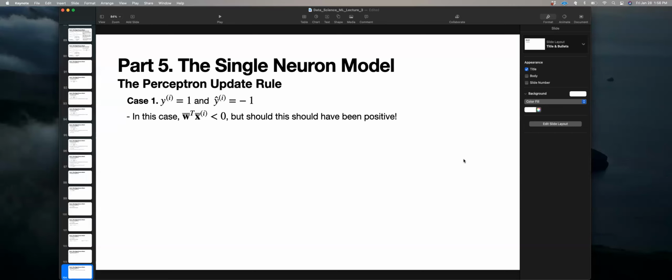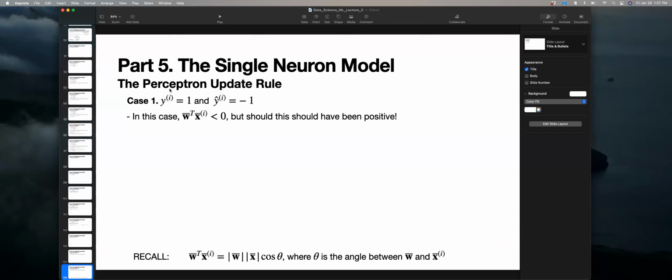So what does that mean, right? If the neuron predicted -1, it means the sign of the weighted sum was negative, right? So it means that W bar dot X bar at the ith entry must have been less than 0, if we predicted a -1. But this should have been positive, right? Like we needed this weighted sum to be greater than 0 so that the sign function would say 1 and we would have got the right answer. So how can we fix this?